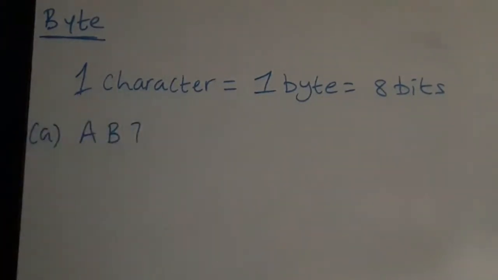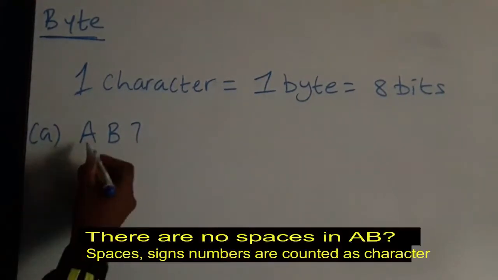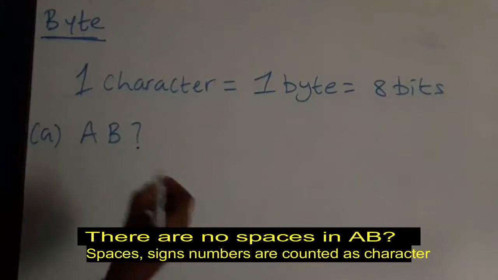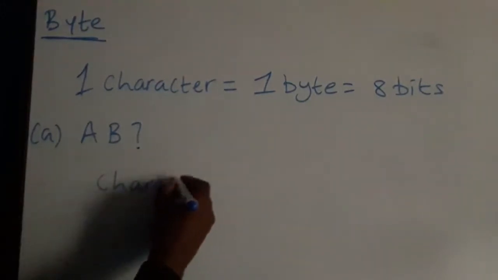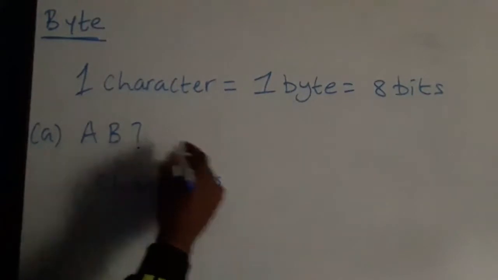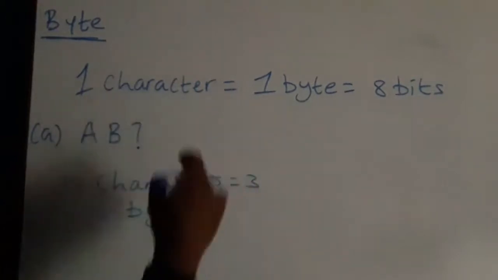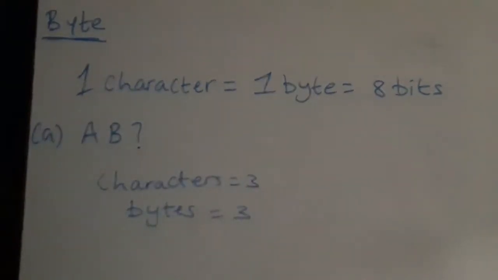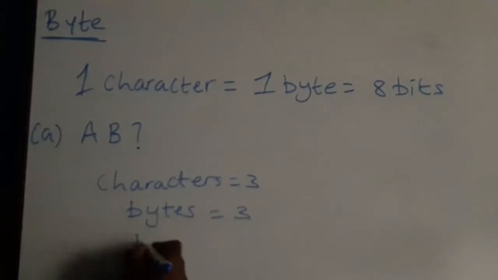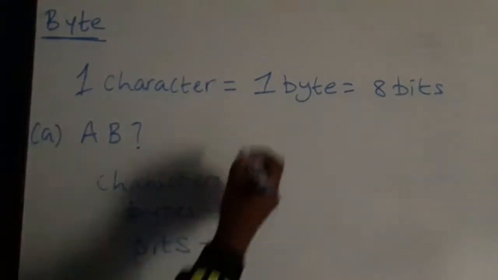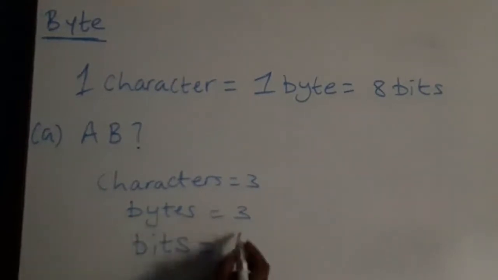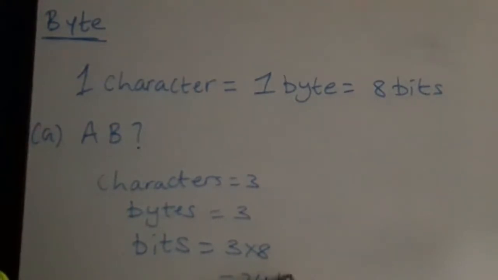So when I say character, it can be letters, alphabet, question marks, even spaces are counted as characters. So let's say for this example, A, B, question mark. In this case, how many characters do we have? You just need to count: 1, 2, 3, so 3 characters. For the number of bytes, 1 character is 1 byte, so you just need to do proportion, which will be 3 bytes. Now, in terms of bits, 1 byte is 8 bits, so for 3 bytes it will be 3 times 8, which will be equal to 24 bits.